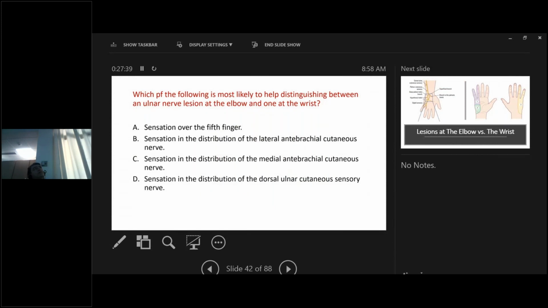Okay, Mus'ab. Distinguishing between an ulnar nerve lesion at the elbow and one at the wrist. Sensation over the fifth finger. Sensation in the distribution of the lateral antebrachial cutaneous nerve. Sensation in the distribution of medial antebrachial cutaneous nerve. Sensation in the distribution of the dorsal ulnar cutaneous sensory nerve. B and C are wrong for sure. Yeah, sensation, it will be D. Sensation in the distribution of the dorsal ulnar cutaneous nerve. This is a branch coming before the Guyon canal. Great. So that will help you differentiate between a proximal versus a distal lesion.